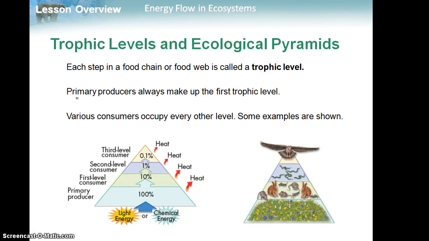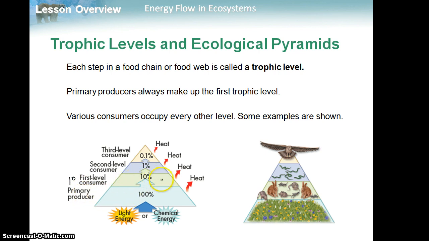Each step of the food chain or food web is called a trophic level. So down here we have an ecological pyramid, and down here we have our primary producers. That is a single trophic level, and there may be several different types of plants that live down here in this primary producer area. The next level is our first level consumer, or we've been calling it the primary consumer.